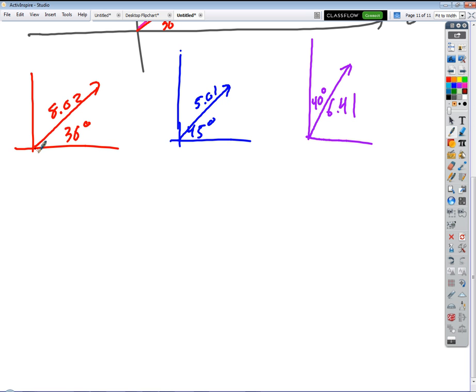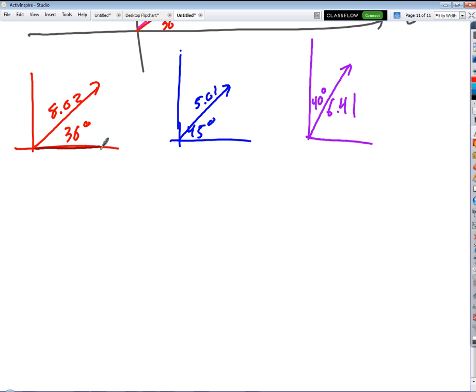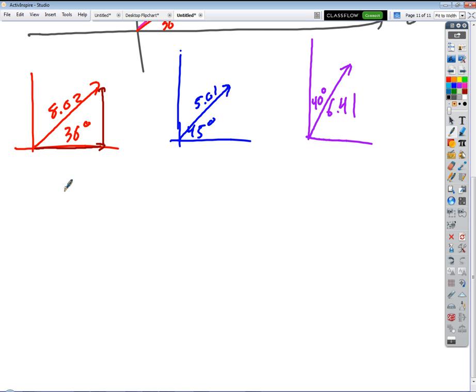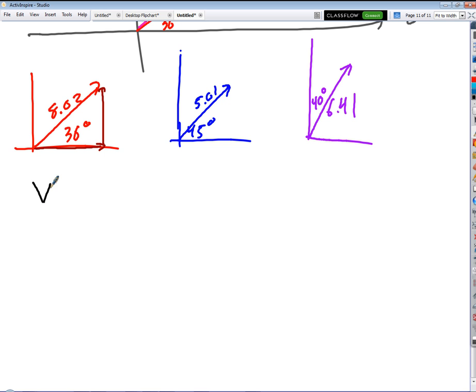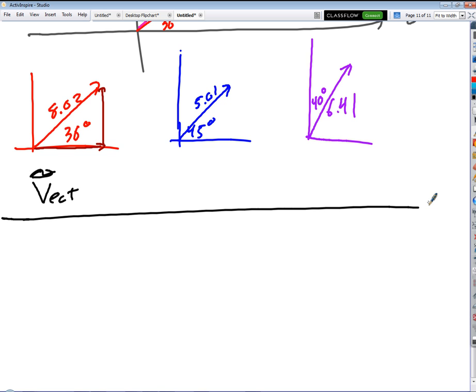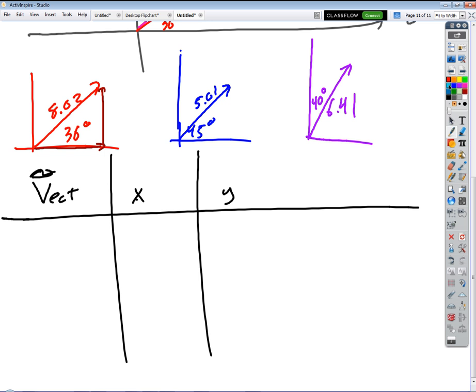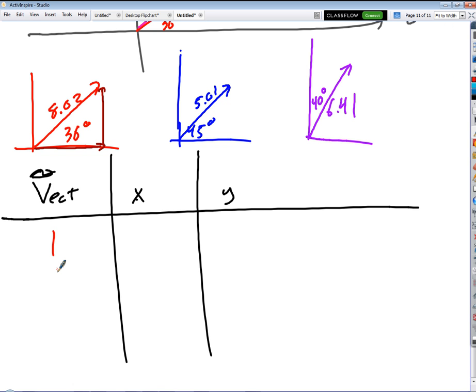So let's go ahead then and break this guy up. If we want to find the x component and the y component, let's put those on our table. Our table really only has to have a column for which vector you're talking about, a column for the x component, and a column for the y component. So for the red one, we'll call it vector 1, what are we going to get for our horizontal component?